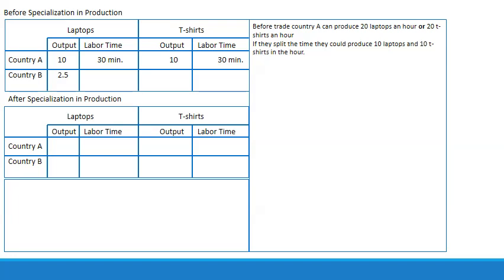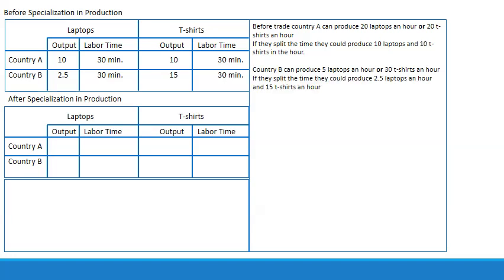Country B, on the other hand, can produce 2.5 laptops in that same 30 minutes, but 15 t-shirts in that same 30 minutes. So country B can produce 5 laptops an hour or 30 t-shirts an hour. So if they split the time, then we see 2.5 laptops and 15 t-shirts. So that's their possibilities. Either they can go all or none. Now, because there's no trade taking place, they have to produce both. So in order for country A and country B to both have laptops and t-shirts, they have to produce them themselves. And that's the situation in which they sit currently.